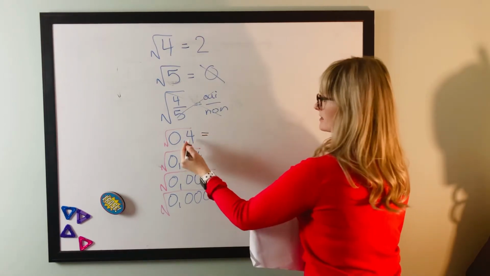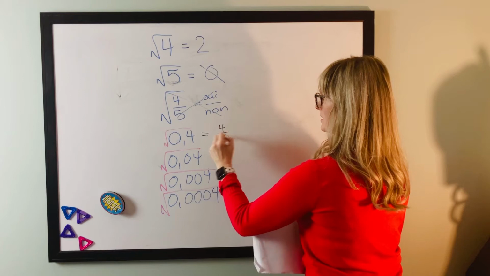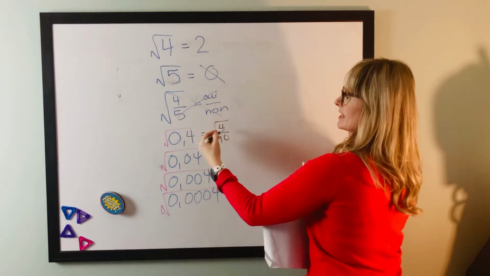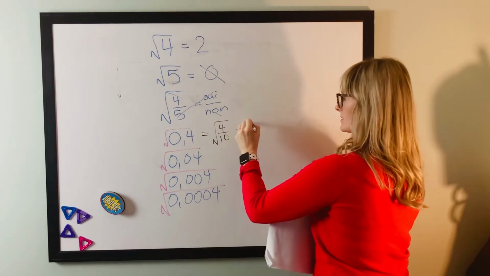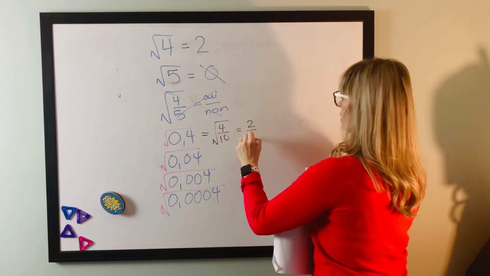So what is this guy? This is 4/10. Okay, it's just like we did here. Is 4 a perfect square? Yes, it certainly is. Is 10 a perfect square? No, it isn't.